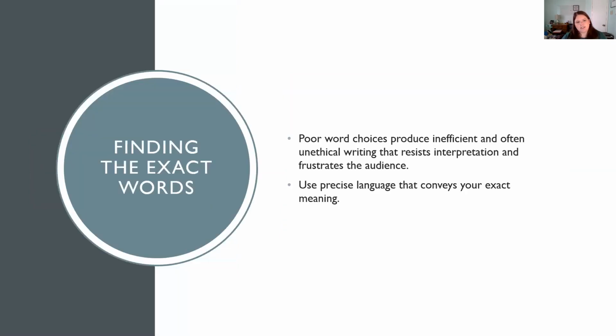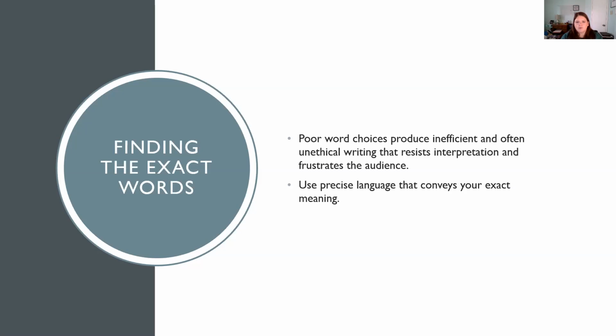All right, another thing to consider is finding the exact words. Poor word choices produce inefficient and often unethical writing that resists interpretation and frustrates the audience. Because if you don't find the exact word to mean what you're trying to say, then it can get very challenging for your reader.